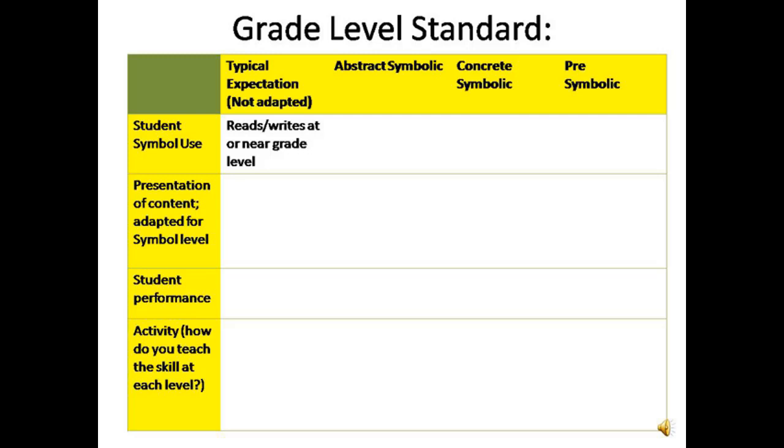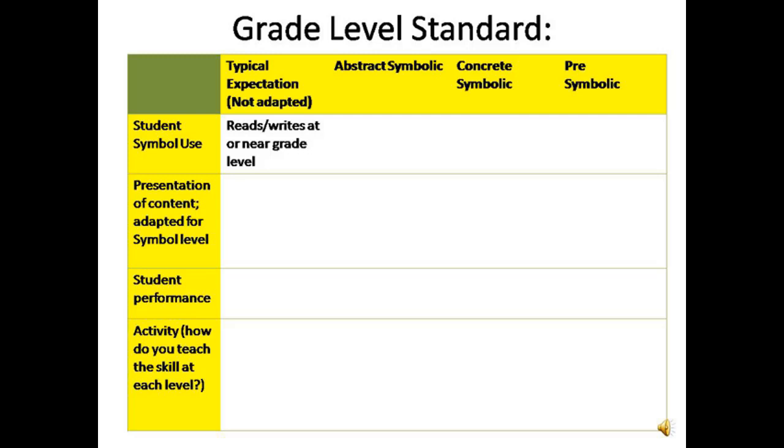The highlighted portions of this chart are in yellow to bring your attention to the portion of the chart that's being discussed. Let's begin with the very top of the chart. The grade level standard is where we will fill in the state standard that instruction is being planned for. Next, along the top of the chart, there are 3 levels of symbolic communication: abstract, concrete, and pre-symbolic, also referred to as beginning with symbols.